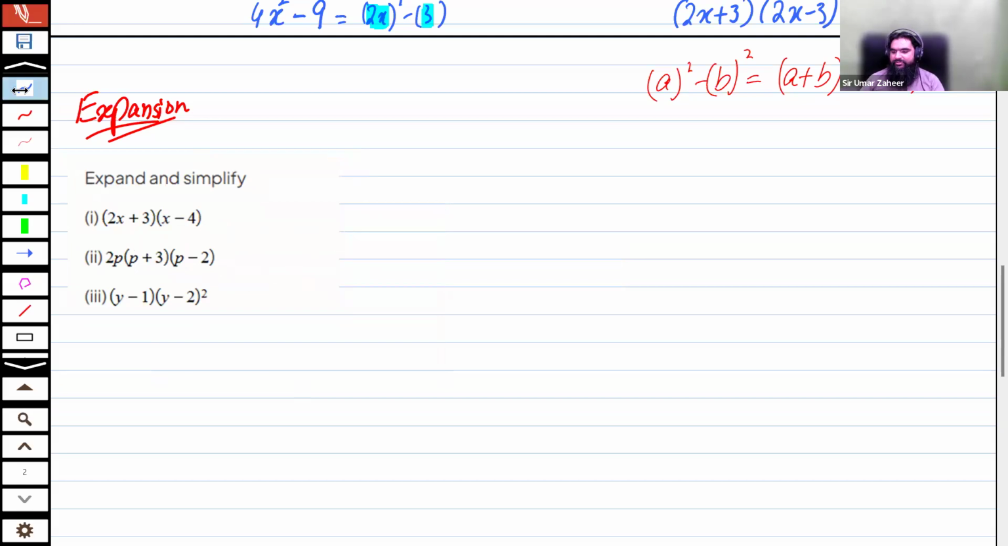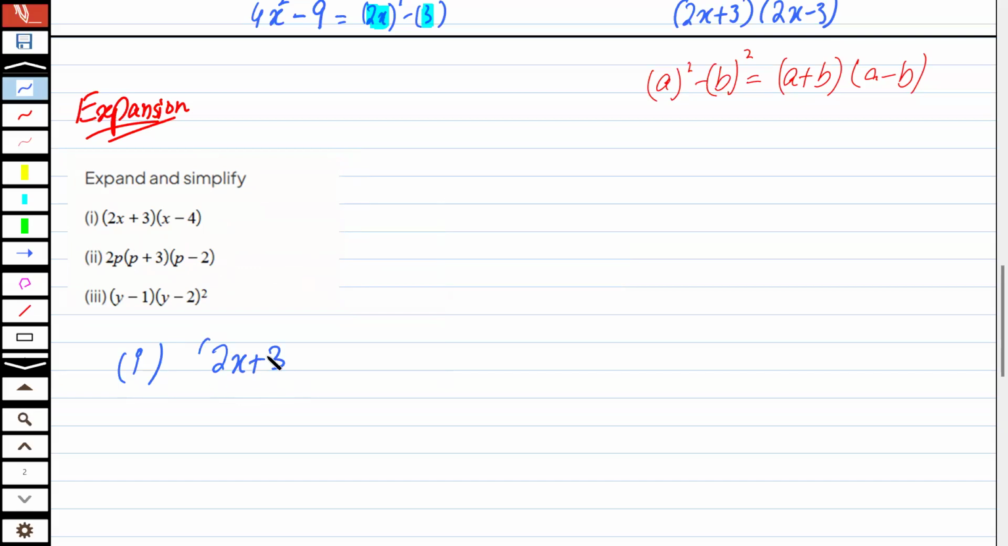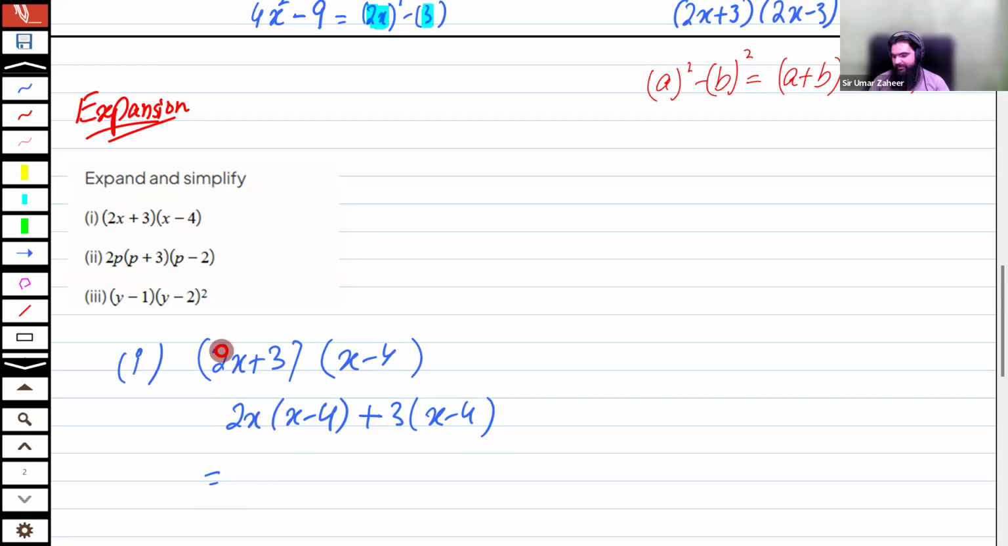All right, now we have three questions here. We have expand and simplify 2x plus 3 into x minus 4. Mustafa, can you please tell me how to expand it? We first multiply each term in the first bracket with each term in the second bracket. So we will start with 2x. We multiply 2x times x minus 4, and then we multiply 3 with x minus 4. After you get the expansion, you have to simplify it by adding and subtracting.